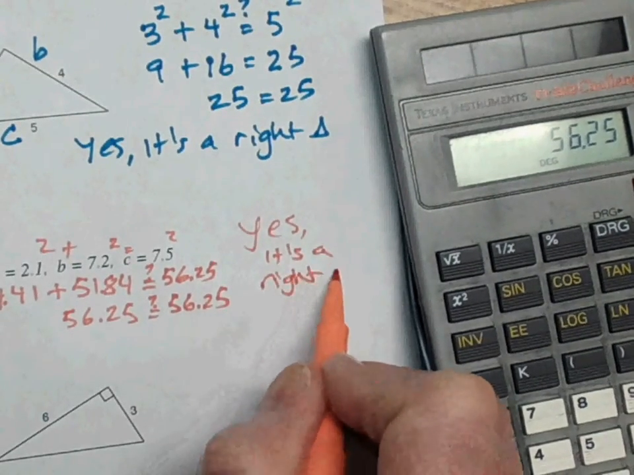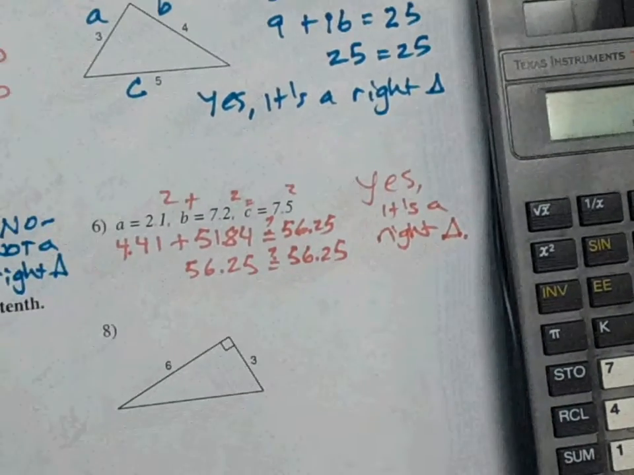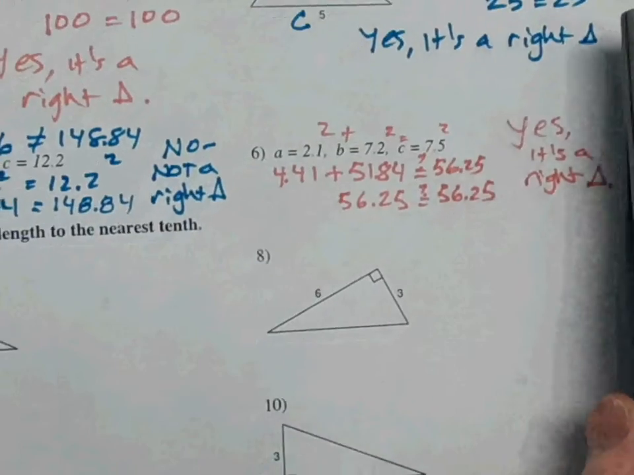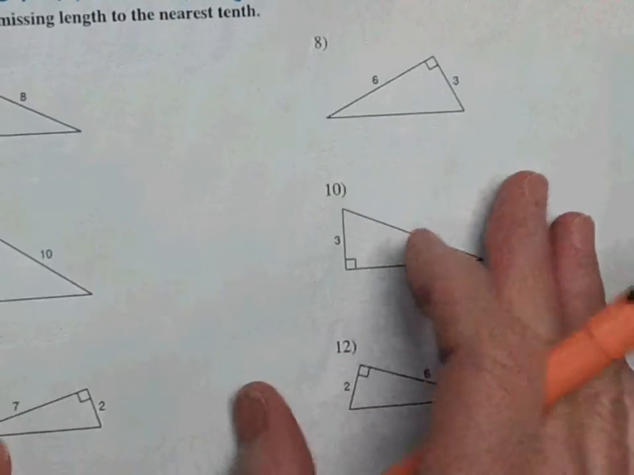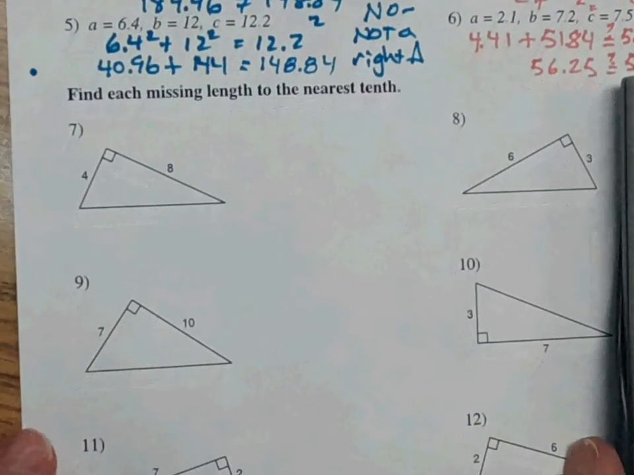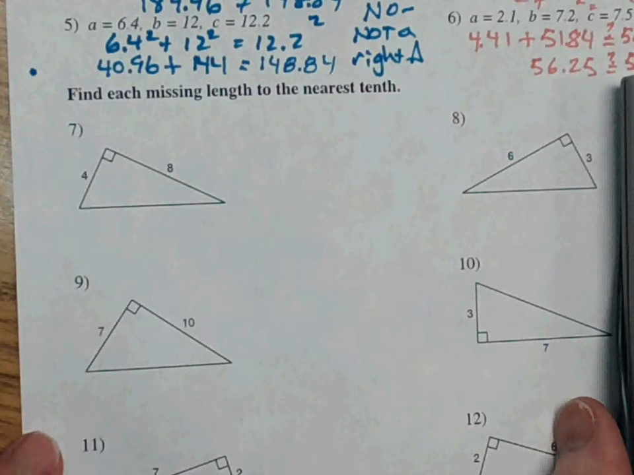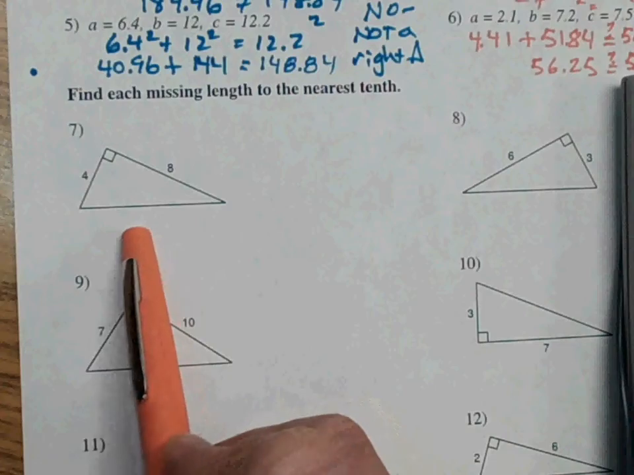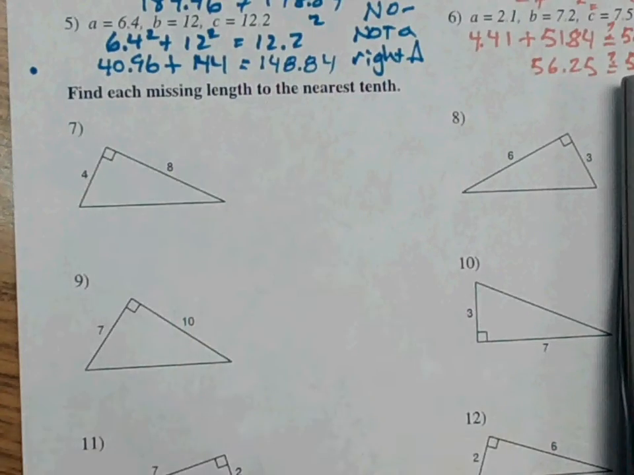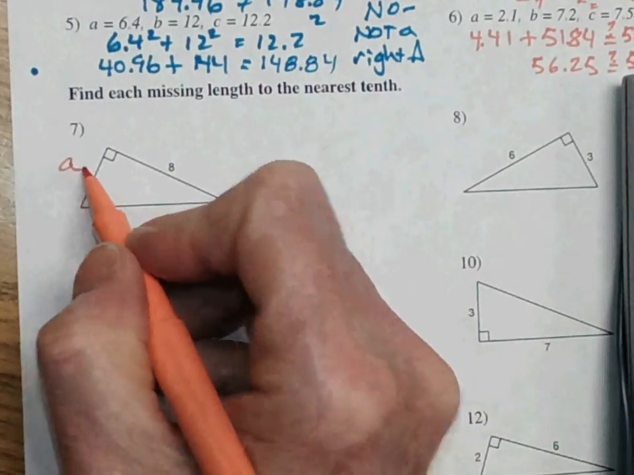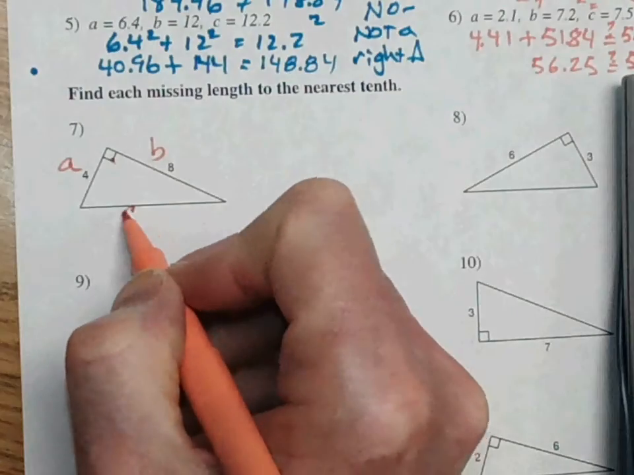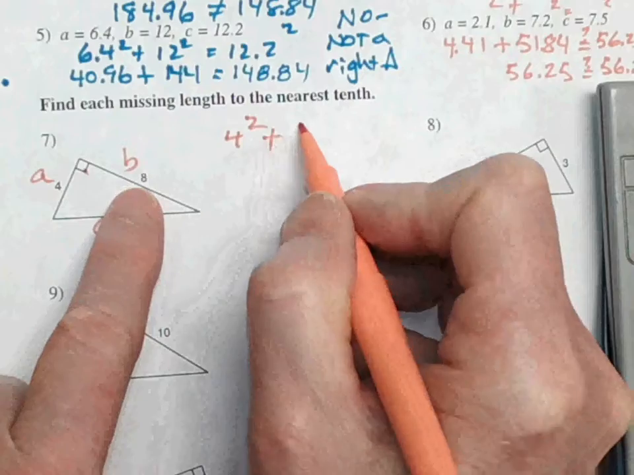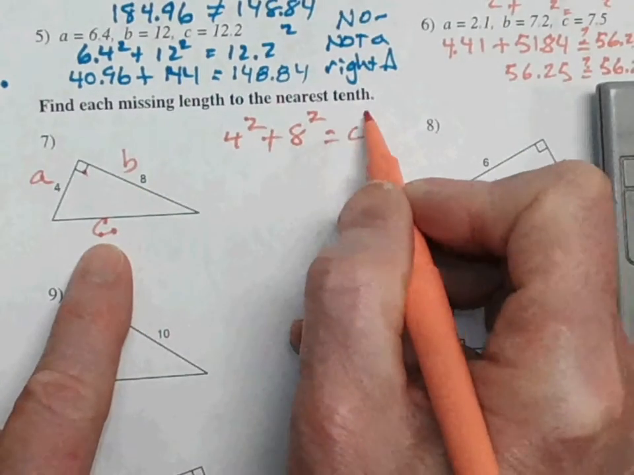So if they ever give you numbers and they're not in order, just remember the longest side has to represent the hypotenuse. So here is just for fun some practice of solving for the missing side. And remember the longest side, the side opposite the right angle, is the hypotenuse. So in this problem we're going to call this A, this B. We know the side opposite is C. So we have A squared plus B squared equals C squared.